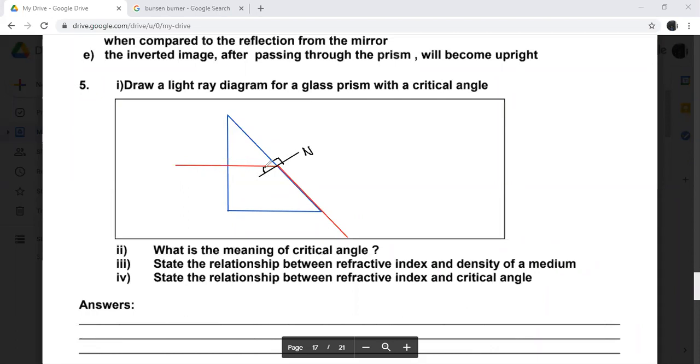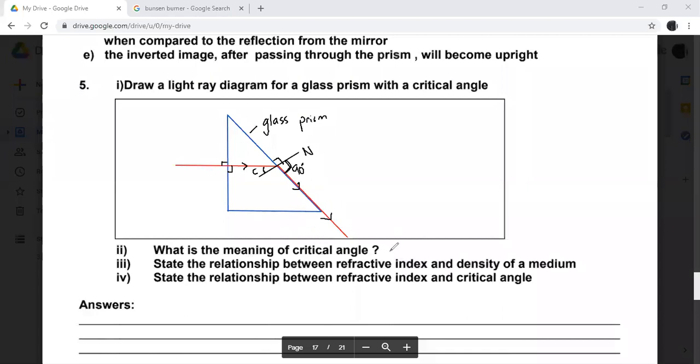So this is the critical angle, right? As the light ray enters the glass prism, the light ray shows that it is refracted with a 90-degree angle on the border between the glass and the air. So it travels here. So the critical angle is the angle of incidence, and the refracted angle is 90 degrees. So this is the light ray that moves along the border of the medium.